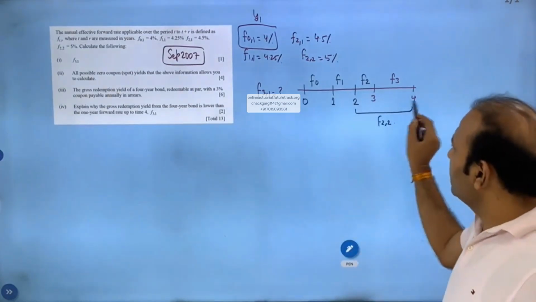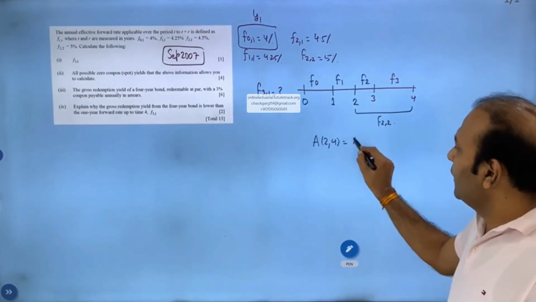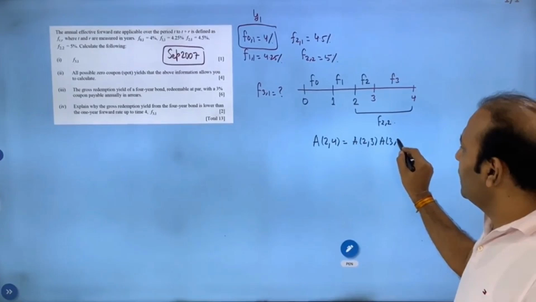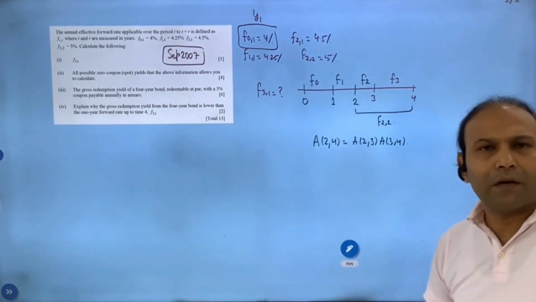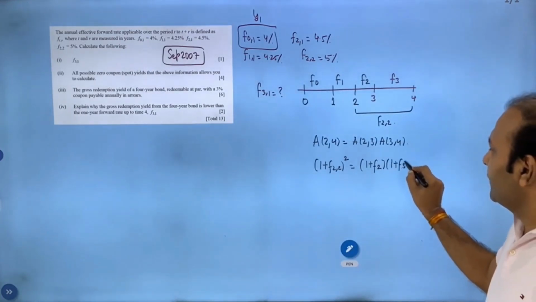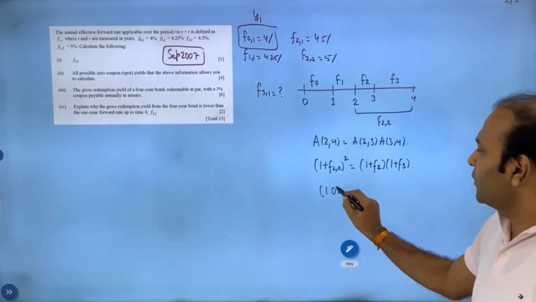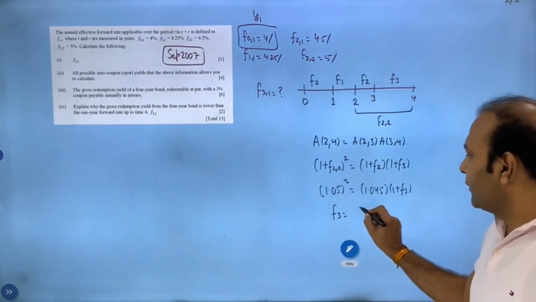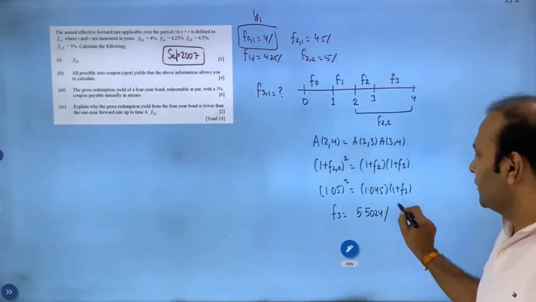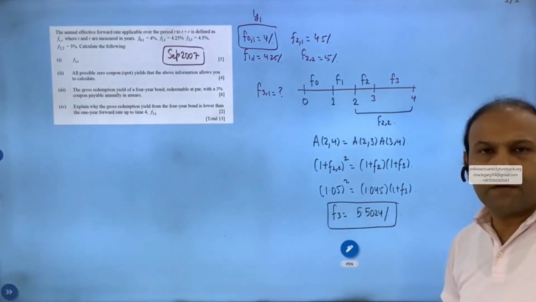So class, from there also we can find accumulation from 2 to 4, which is equivalent to accumulation from 2 to 3 and 3 to 4, right? So class, 2 to 4 and 1 plus f3. So class, this is 1.05 squared. For f3 we get 5.5024%. Fine. Any problem?